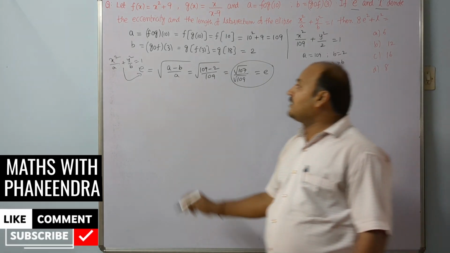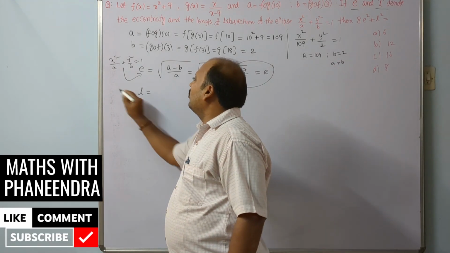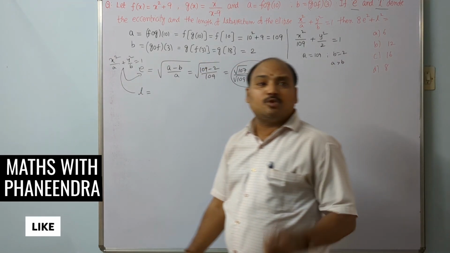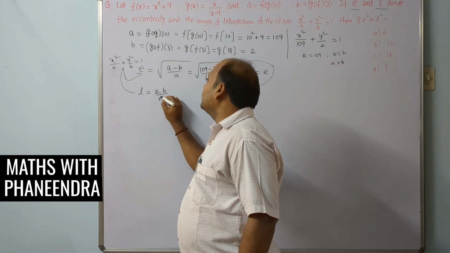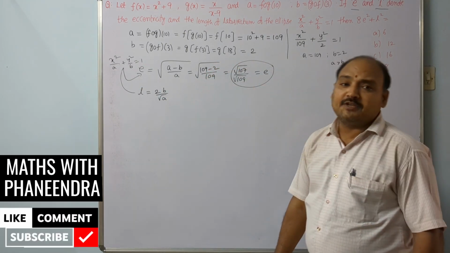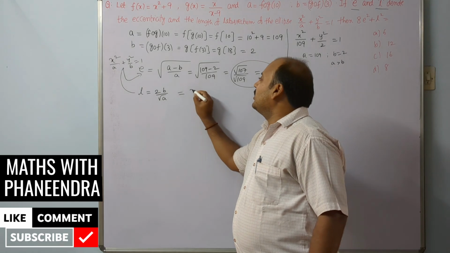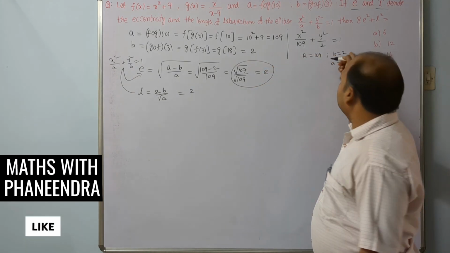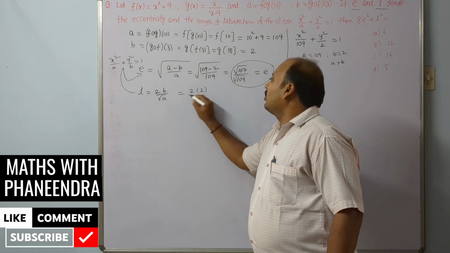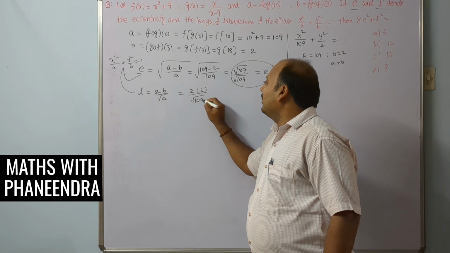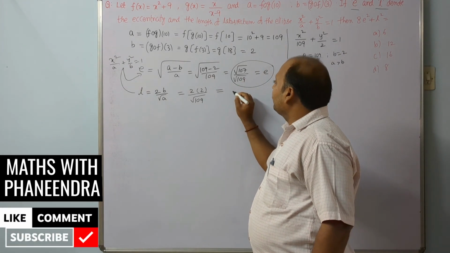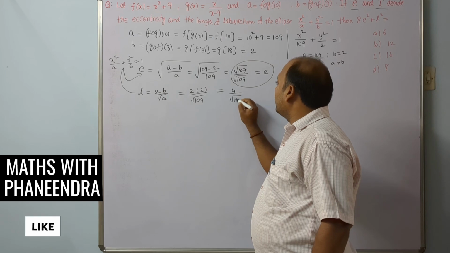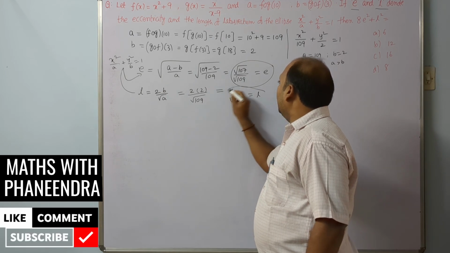Okay, now the latus rectum L, for this equation, is 2b square by a. So 2 into b square, the value is 2, divided by root a, root 109. The a value is 109, students. So therefore, 4 by root 109 is equal to L.